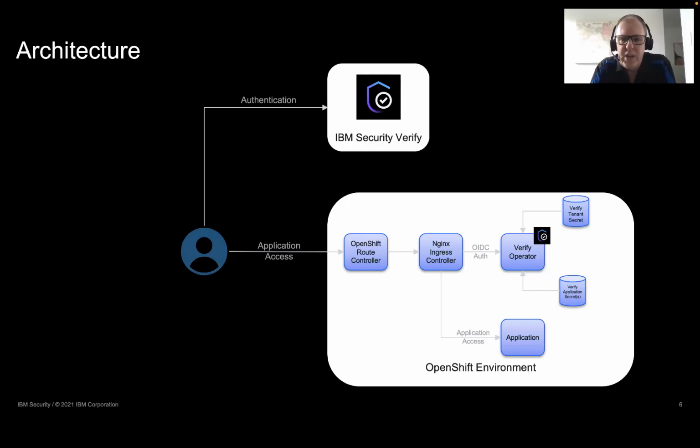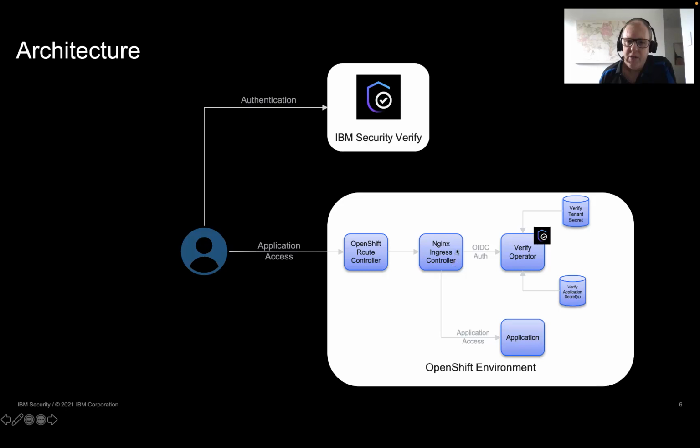So when we start talking about the architecture, how does the Verify operator fit into your OpenShift environment? It actually works as an operator. So if you're not aware, operators are a Kubernetes concept that just provides an easier mechanism for managing your applications. So people can write their own operators. It provides their own custom resources, which in turn allows them to essentially control applications. In our case, we have the Verify operator, which is something that we have written.